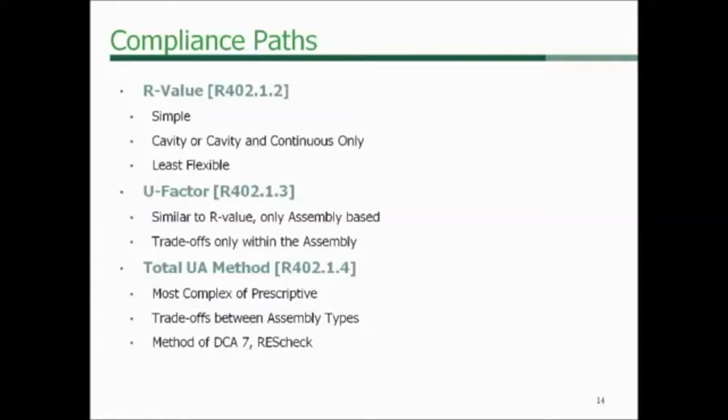The total UA methodology is the most complex of the prescriptive paths. It allows trade-offs between assemblies. So it says, look, I don't need to have quite as good of walls if I beef up my roof, for example. And it's the method that's used by DCA7 and ResCheck. And we'll talk about those both in a little bit. But it's the most complex and most flexible of all the prescriptive methods.